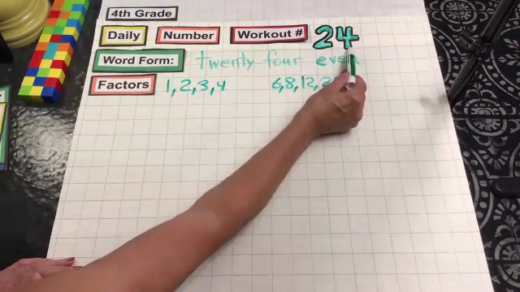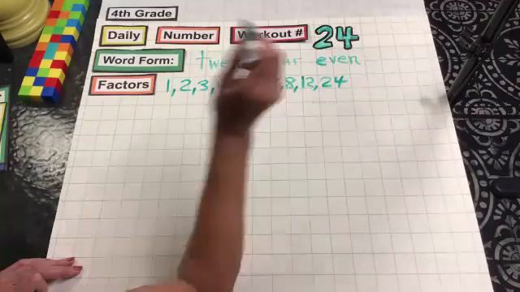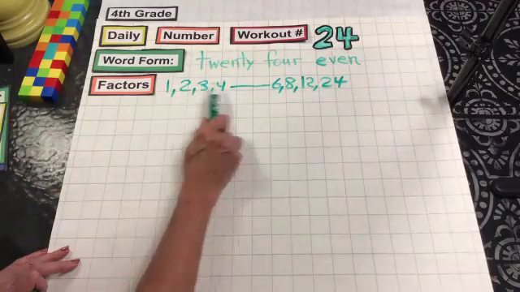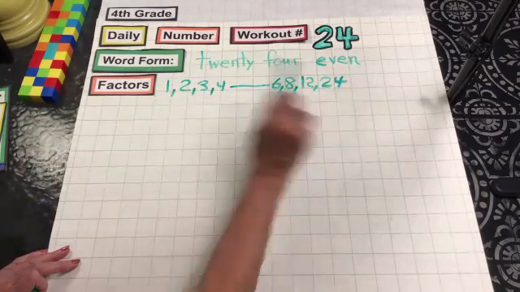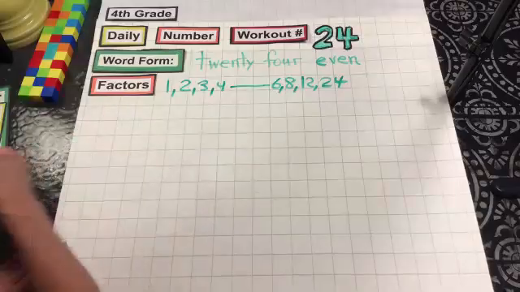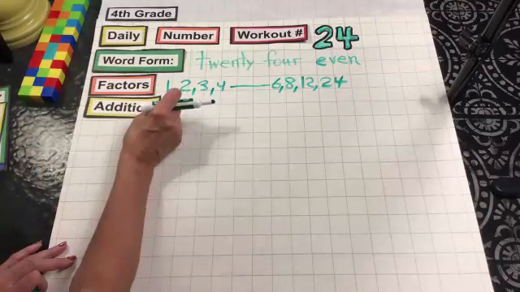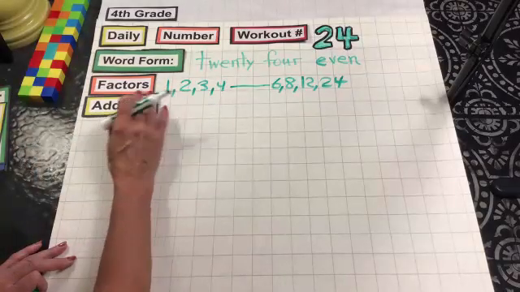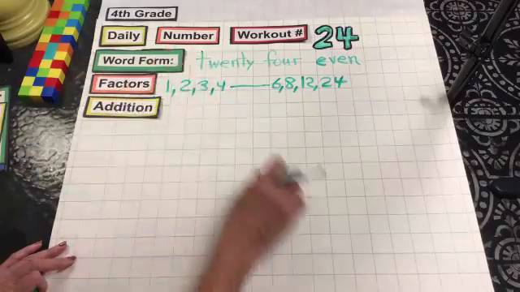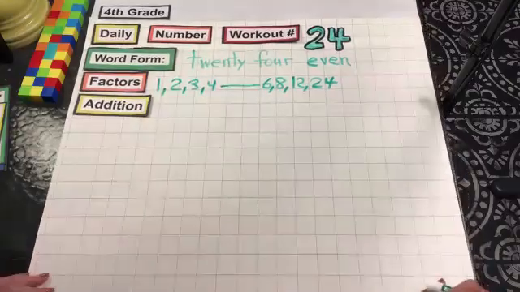And it doesn't end in a 5 or a 0. So 5 doesn't go in. We are done. And because it has more factors than 1 and itself, it is not prime. So we won't write the word prime on there. So let's go right into our addition. Our numbers are getting bigger, so it's going to get a little more complicated.